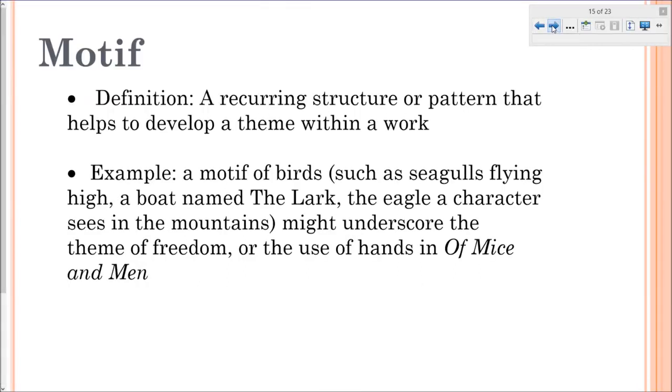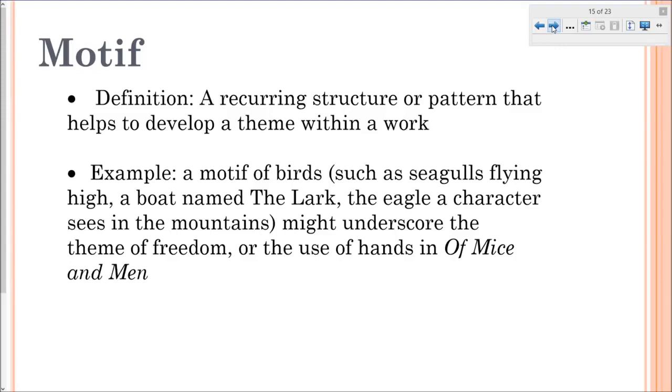And from there we go to motif, which we were just talking about, and that's a recurring structure, pattern that helps to develop a theme within a work. Sometimes I will describe a motif as kind of the building blocks, or some of the building blocks, that an author is going to use to build a larger structure that we would think of as a theme. And so we have a few examples, a motif of birds, such as seagulls flying high, a boat named the Lark, the eagle a character sees in the mountains, and all of those might underscore the theme of freedom, or, as we were just saying, the use of hands in Of Mice and Men, where the hands become indicative of the character we're looking at.